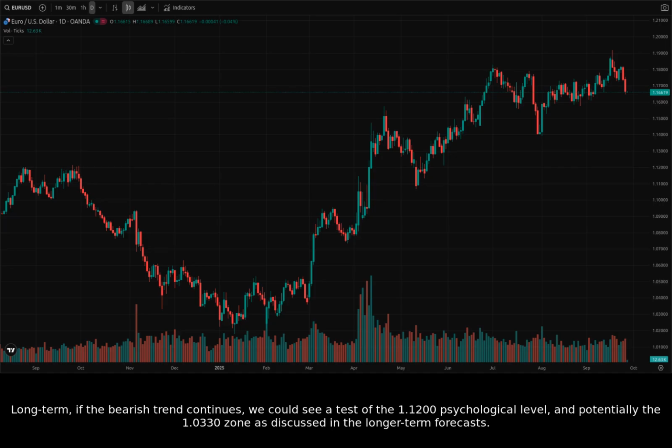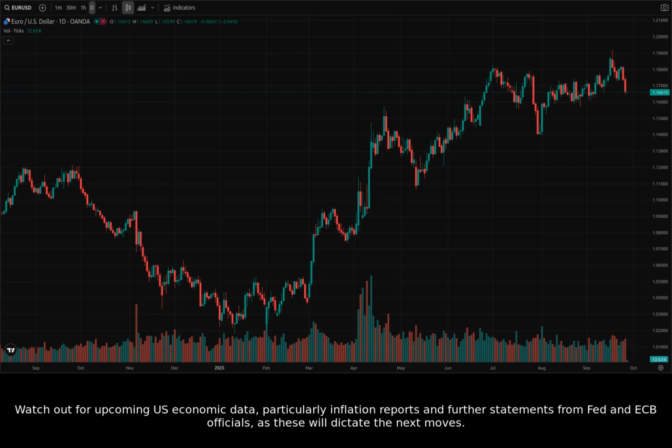Long-term, if the bearish trend continues, we could see a test of the 1.1200 psychological level and potentially the 1.0330 zone as discussed in the longer-term forecasts. Watch out for upcoming U.S. economic data, particularly inflation reports and further statements from Fed and ECB officials, as these will dictate the next moves.